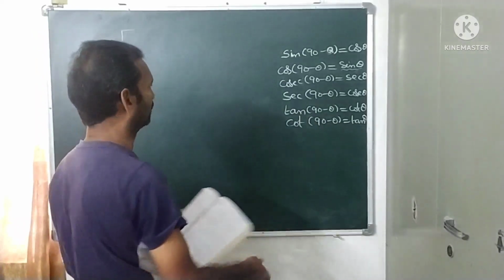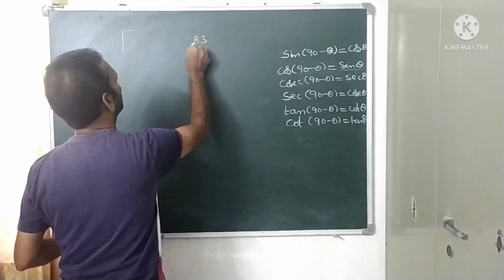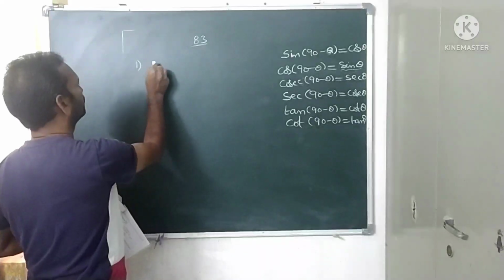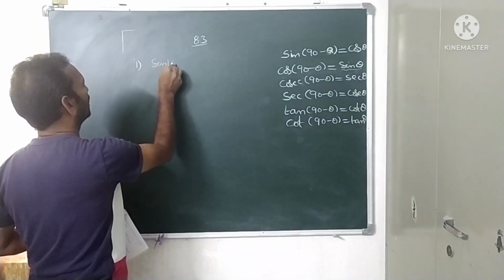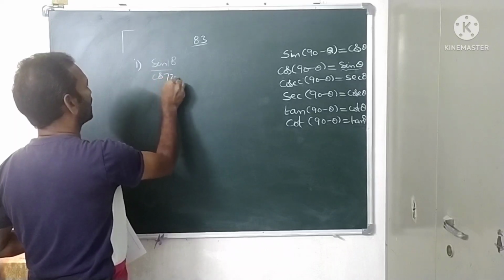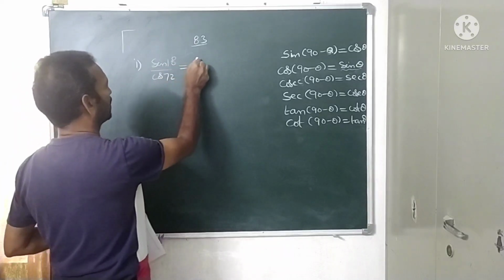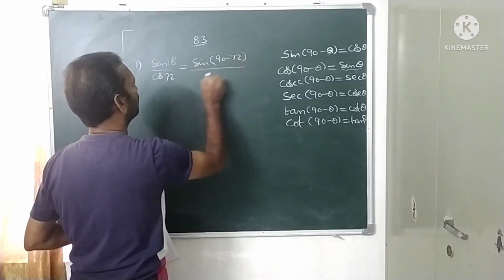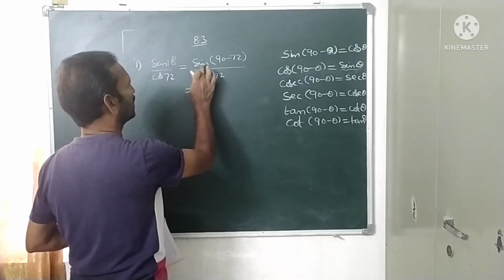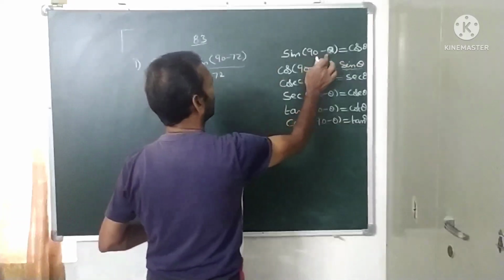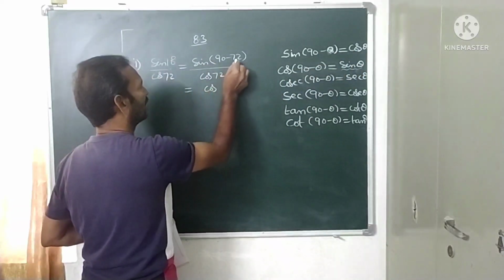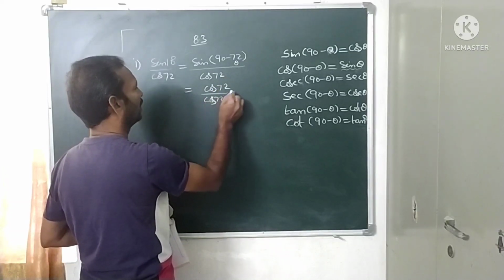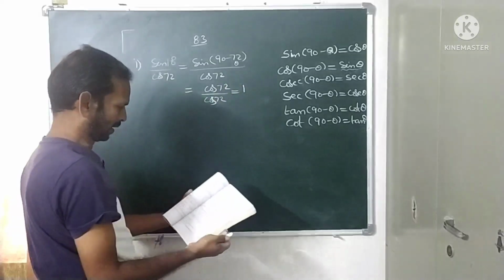Same exercise 8.3. First problem: sin 18 by cos 72. One change only: sin 18 means sin of 90 minus 72, divided by cos 72. Sin of 90 minus theta is cos theta, here theta is 72. So cos 72 by cos 72 is equal to 1.